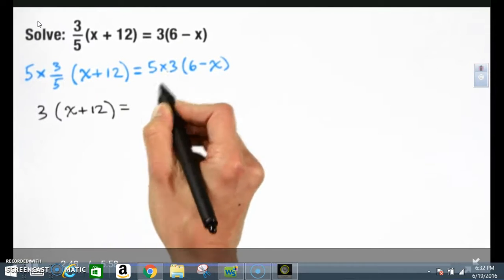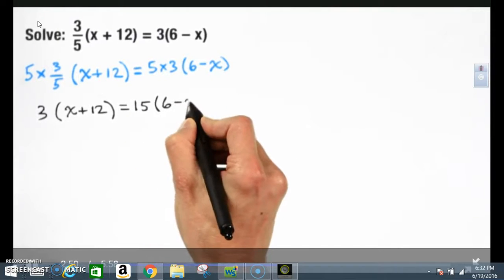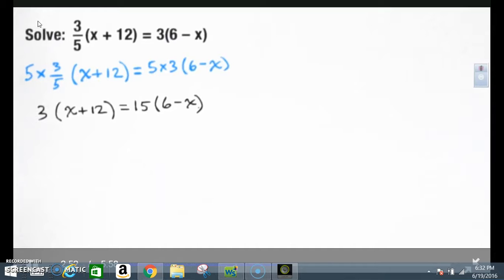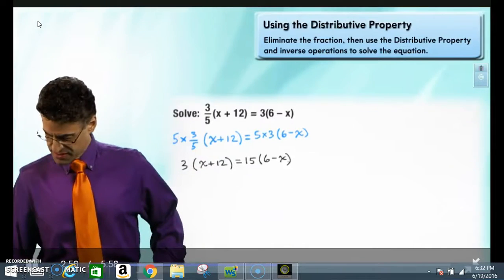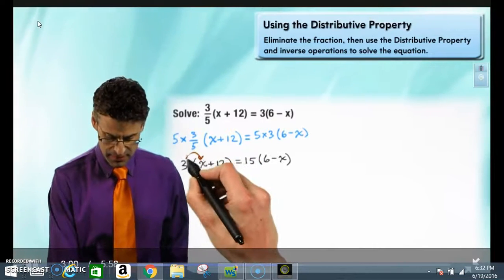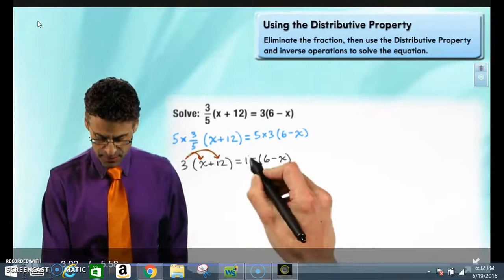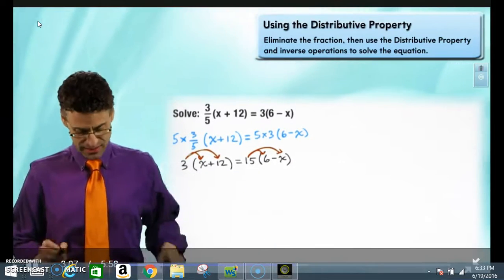And then on this side, I see 15 times the quantity 6 minus x. And so now I still have those parentheses, so I still have distributive stuff to do, right? So I'm going to use the distributive law and multiply here and then multiply here. But now it's all whole numbers, so it's a lot easier for me. So I just like it better.